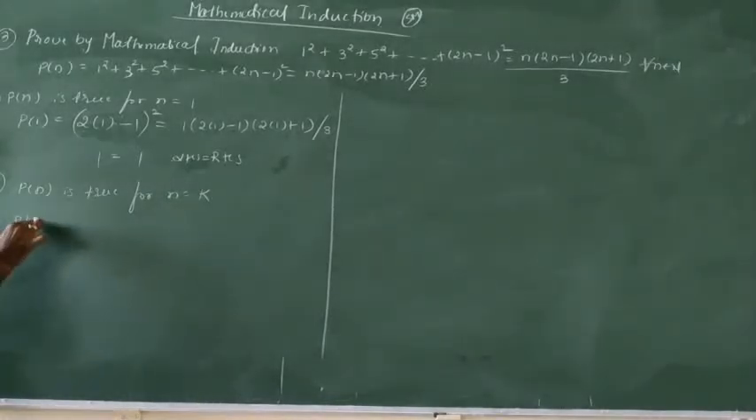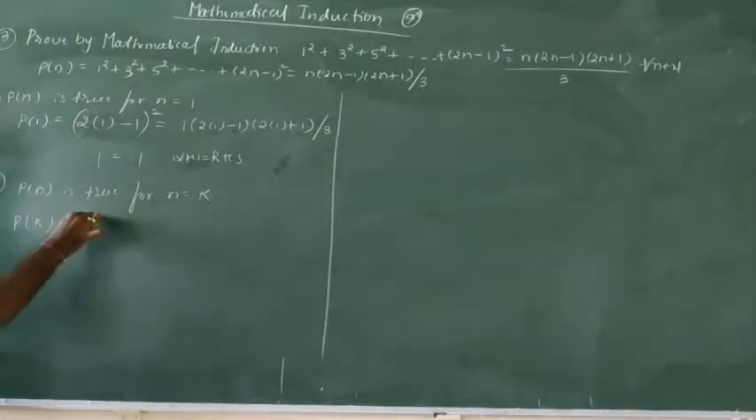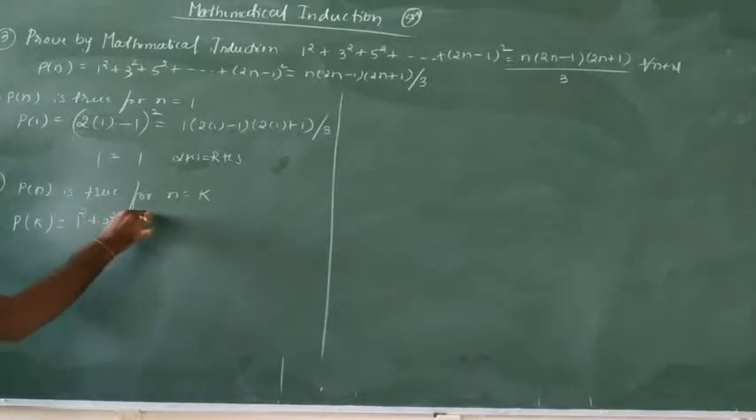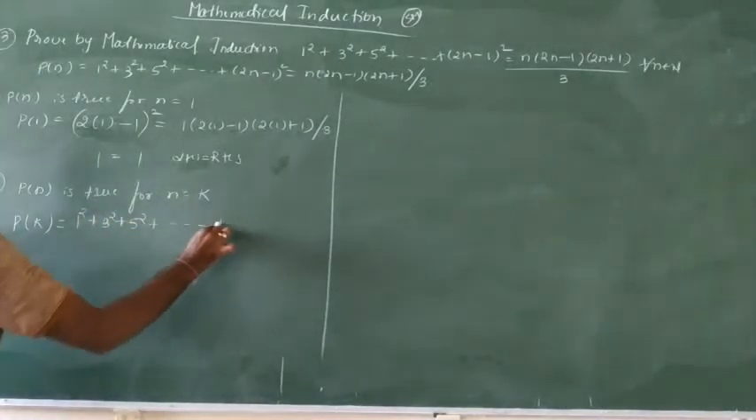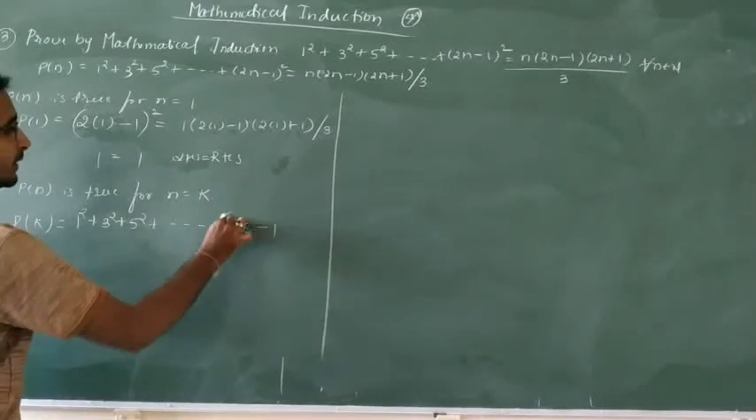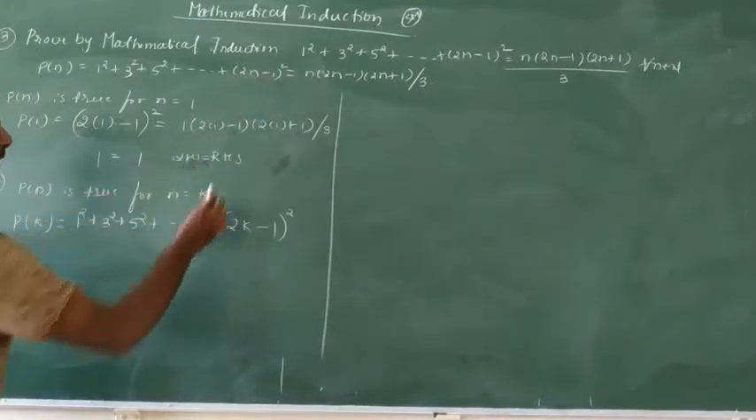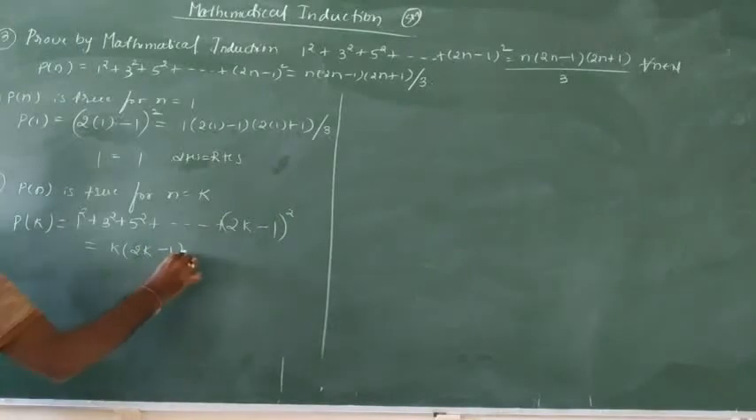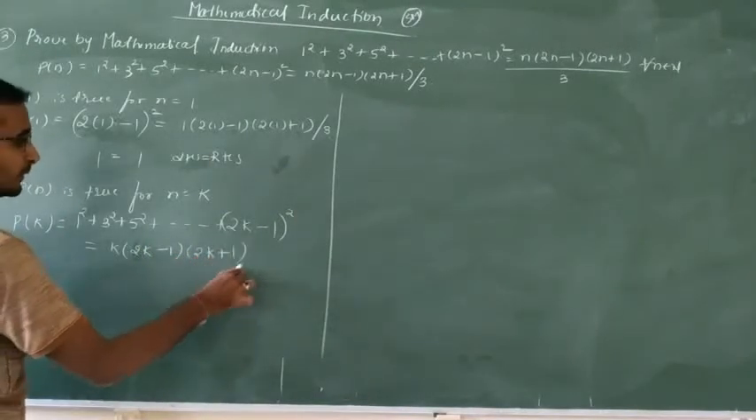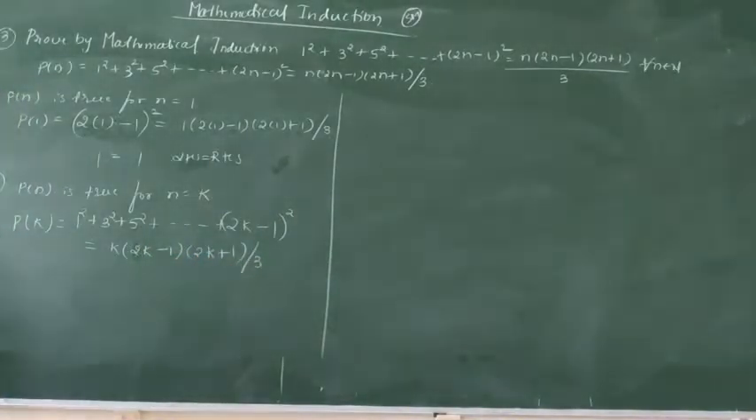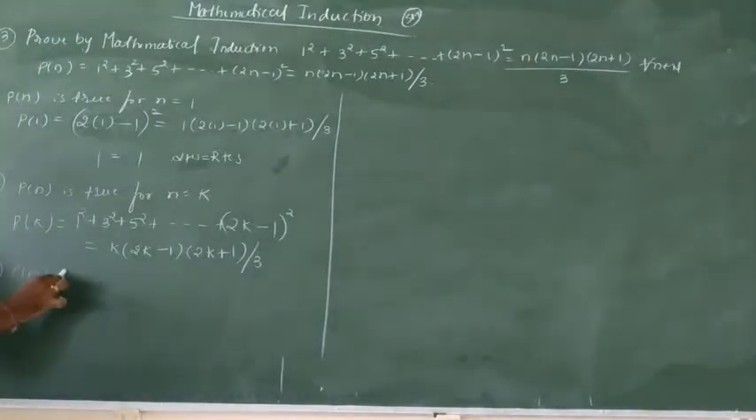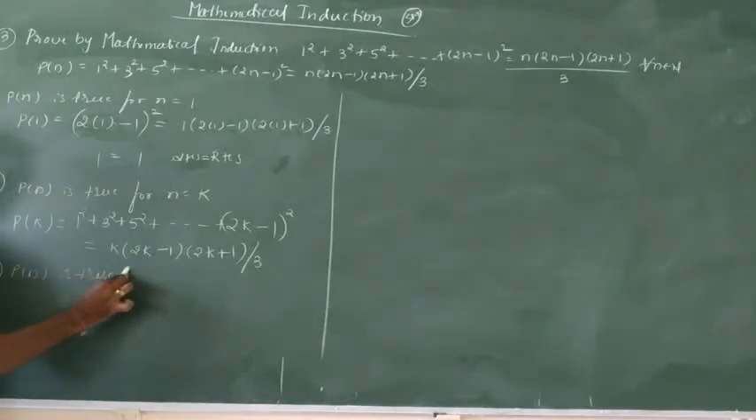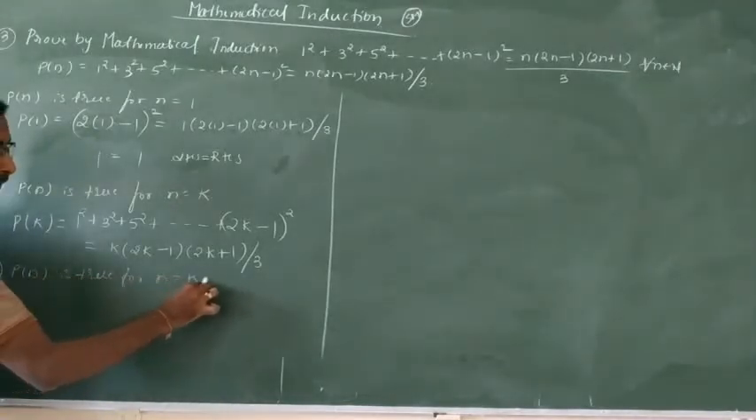Then P of k is equal to 1 square plus 3 square plus 5 square plus up to 2k minus 1 whole square is equal to the RHS, k into 2k minus 1, 2k plus 1, divided by 3. Okay, the third step is what? P of n is true for n equal to k plus 1.